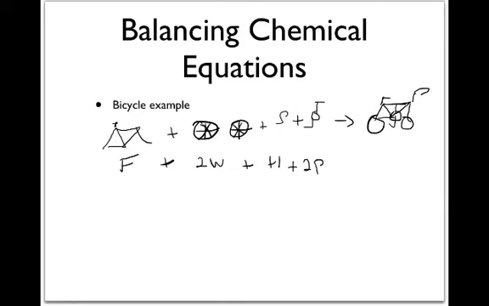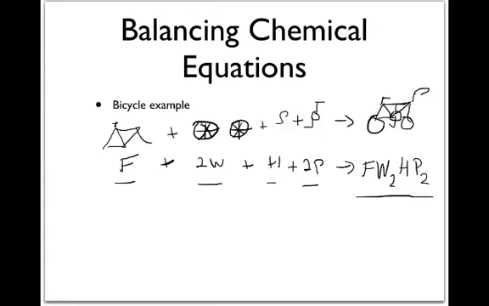Yeah, something like that. So, here's kind of what we've got. This is our equation. What we're trying to do here is talk about balancing this equation. And my final product here is a bicycle. I need a frame, two wheels, one pair of handlebars, and two pedals. So notice that I start with a frame, two wheels, one pair of handlebars, two pedals.